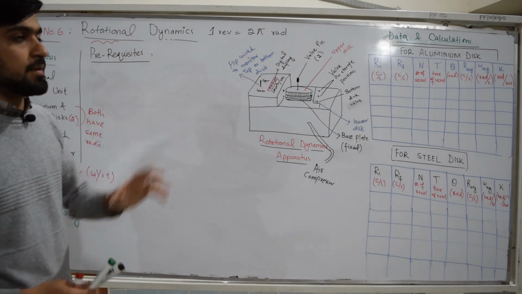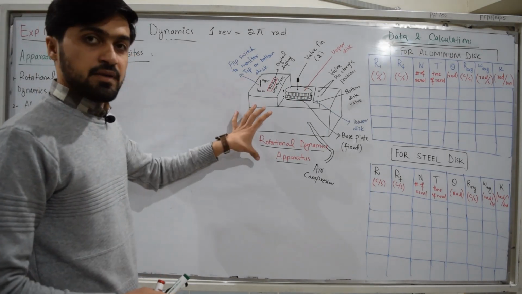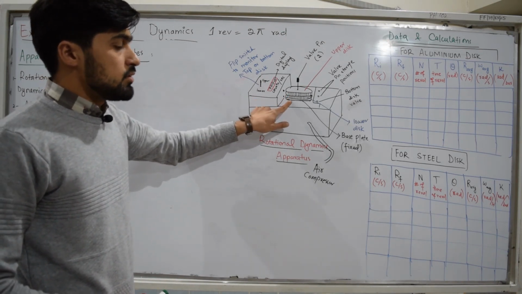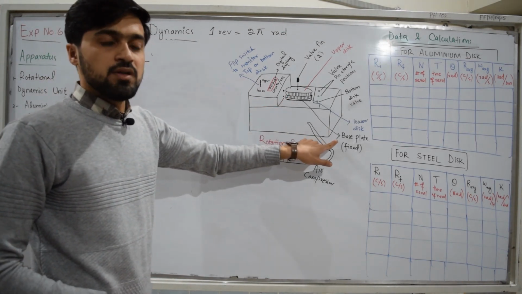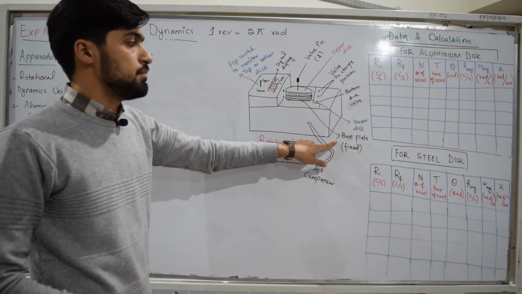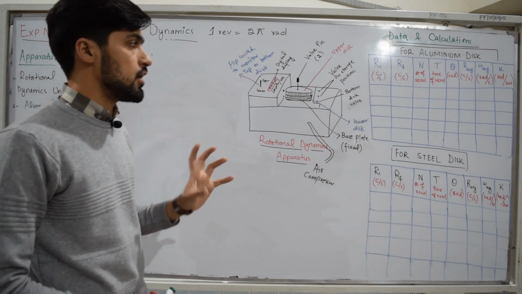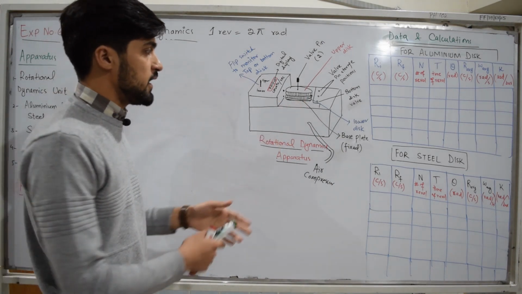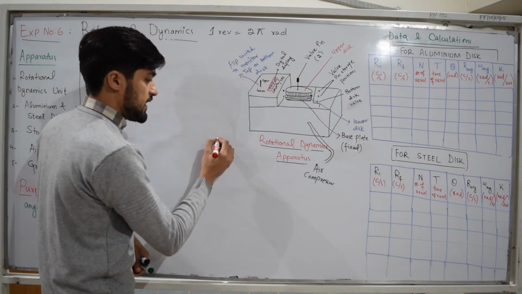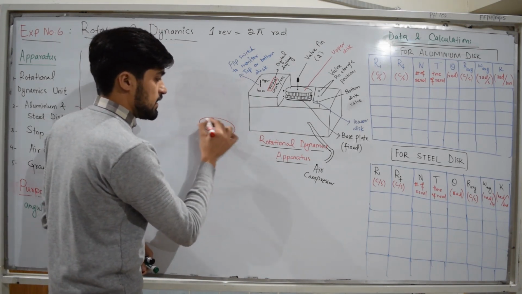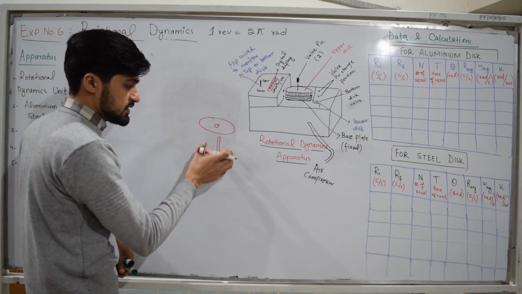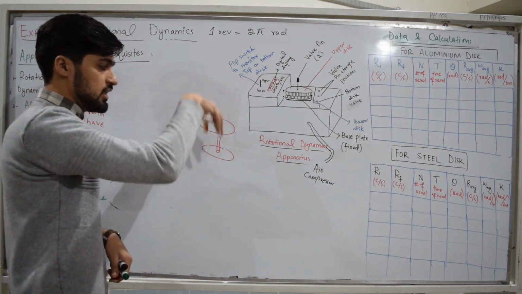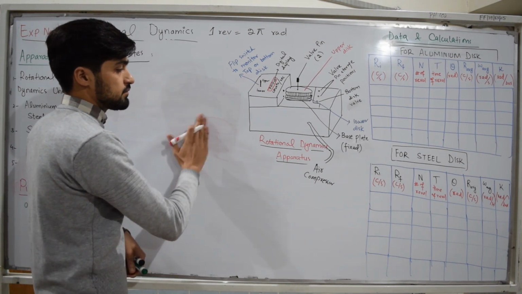Let's understand this apparatus first. This is our rotational dynamics apparatus. There are 3 disks, as you can see. The bottom one we call the base plate. Actually, this is not a disk; it's a base plate and it's fixed. You cannot move or rotate it. On this base plate, we have a spindle, and the disks have a hole in the middle, so we can keep the disks inside this spindle.